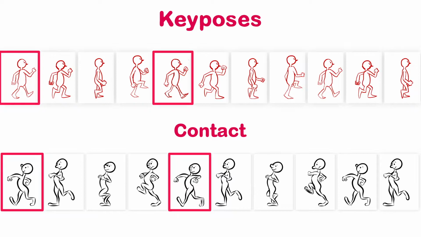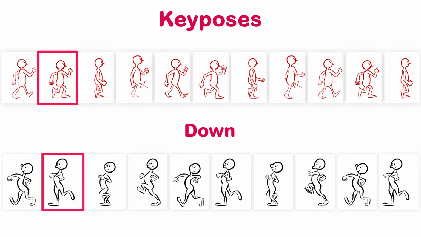The next pose after the contact pose is the down pose in a normal walk cycle. Now here is the difference between a normal and a double bounce walk cycle. After the contact pose, there is an up pose in a double bounce walk cycle. But in the normal walk cycle, after the contact pose, the body tries to recoil, so it goes down. But in double bounce, after the contact pose, the character tries to lift up the body, and here is an up pose after the contact pose.